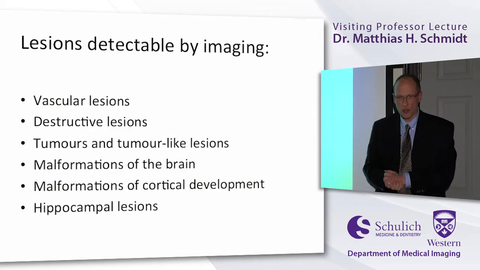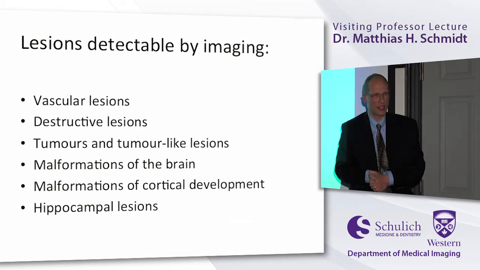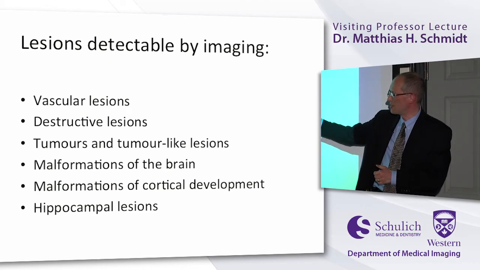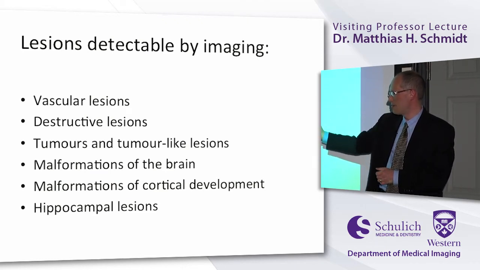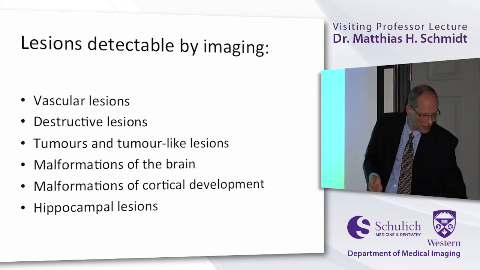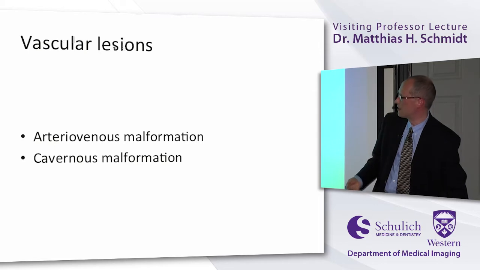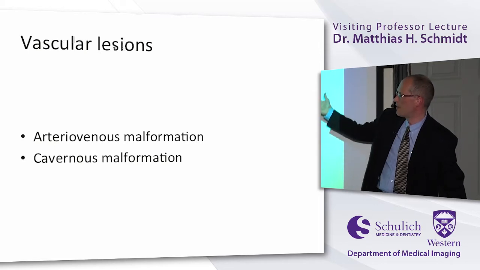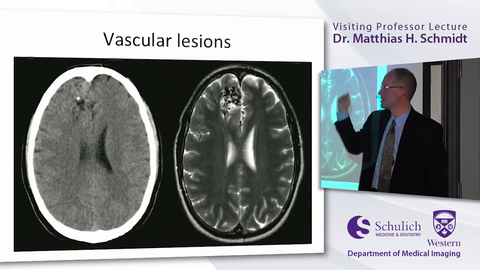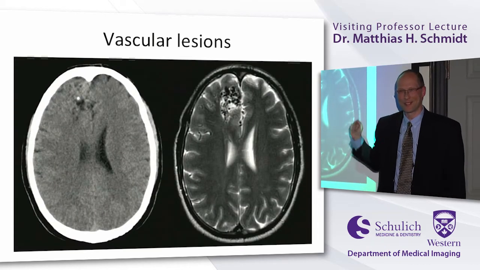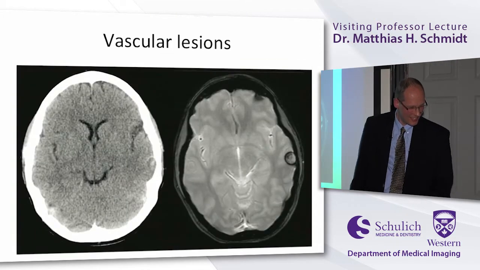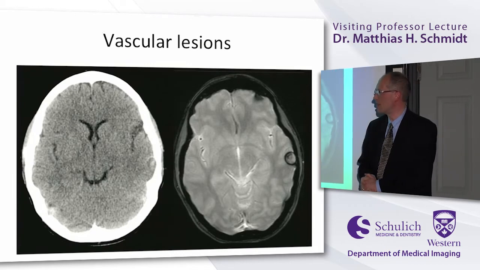So, what sort of lesions are detectable by imaging? Vascular, destructive tumors, tumor-like lesions, malformations of the brain, and malformations of cortical development. And we need to pay attention to the hippocampi in particular. So, of our vascular lesions, this is sort of not very sophisticated stuff. Arteriovenous malformations. Some people in this room may remember this very case. Easily detected by CT and confirmed by MR.